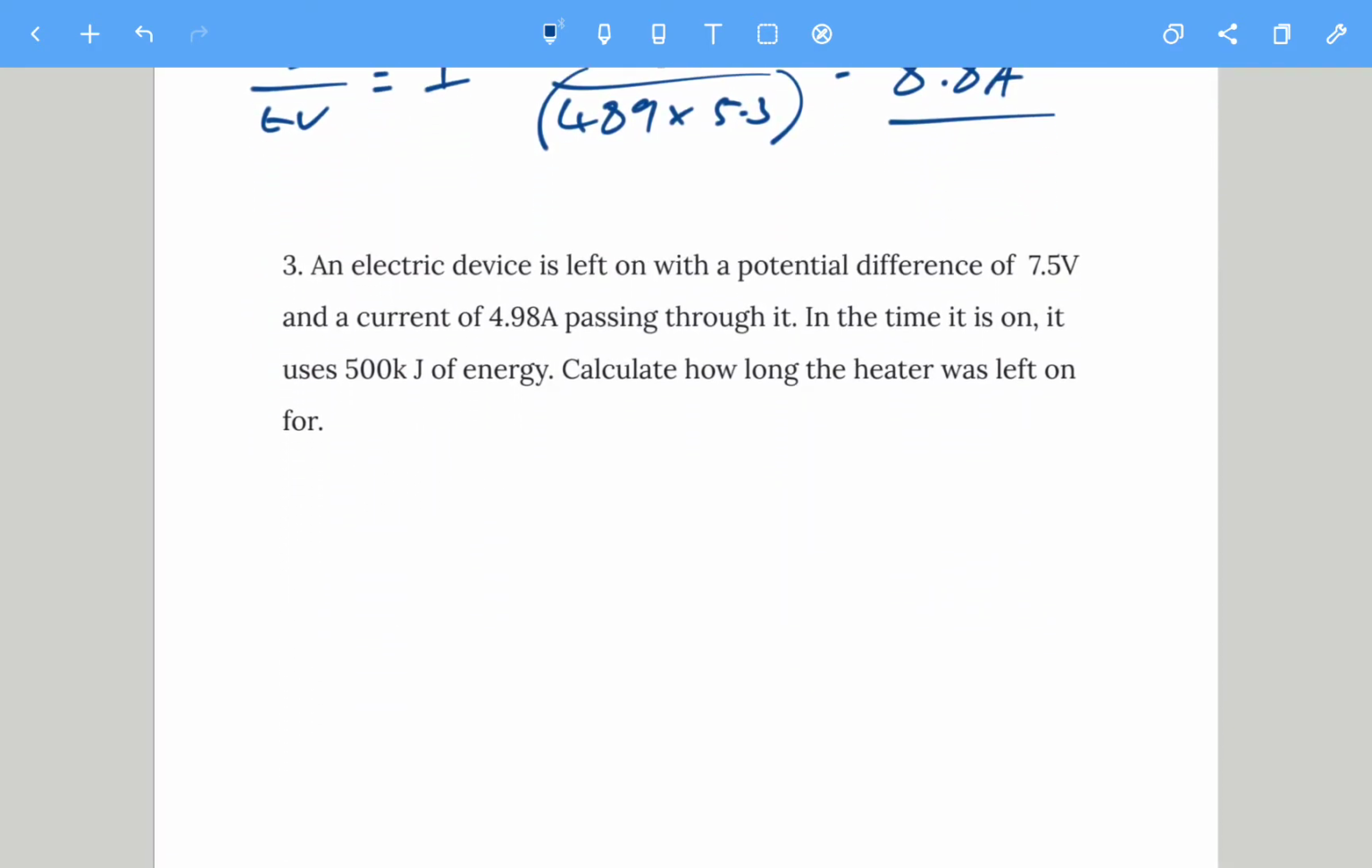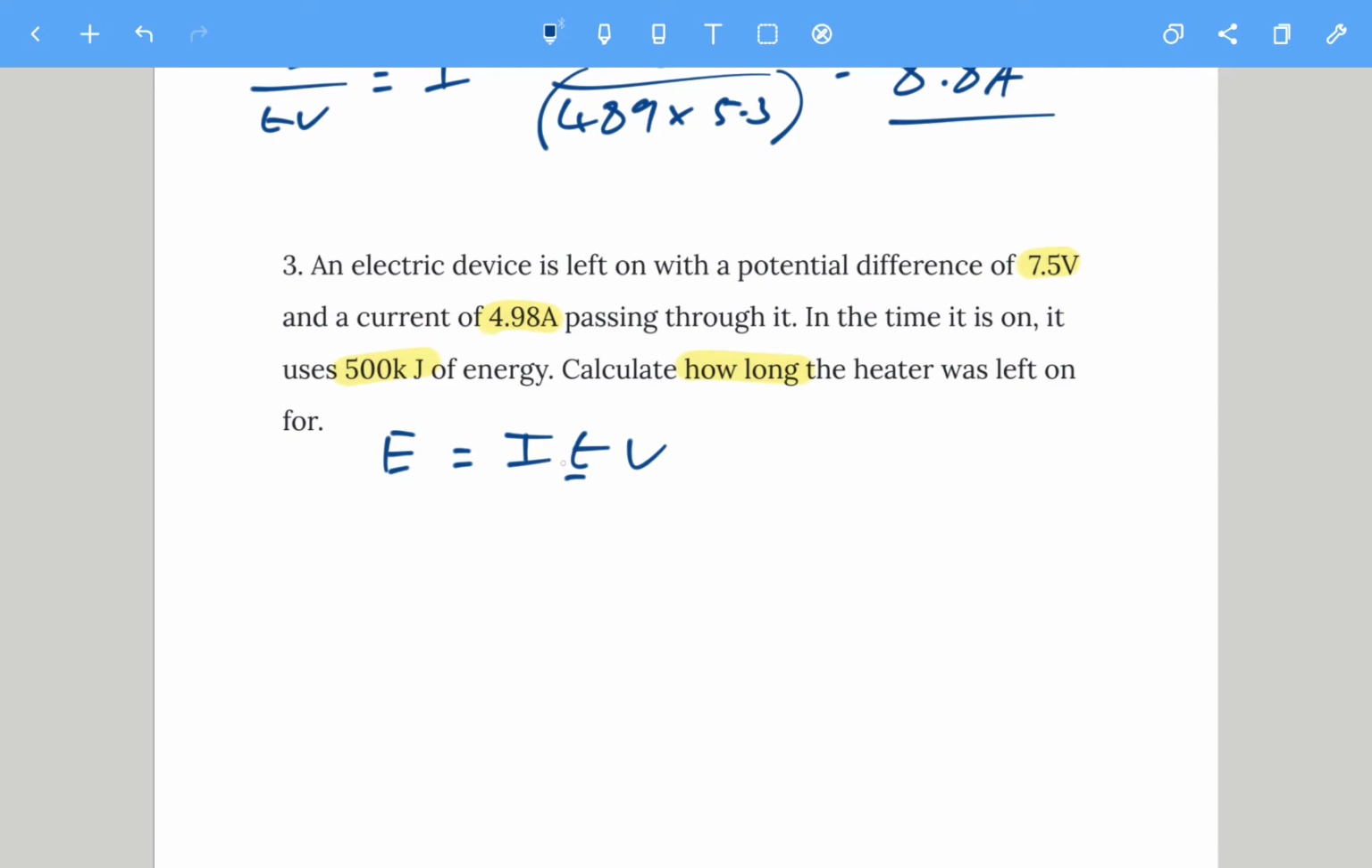All right, let's try number 3. So if you want to pause and have a go at this one. All right, I'll take you through it then. An electric device is left on with a potential difference of 7.5 volts, current of 4.98 amps passing through it. And the time it is on, it uses 500 kilojoules of energy. Calculate how long, so we want time. So same equation, E equals ITV.